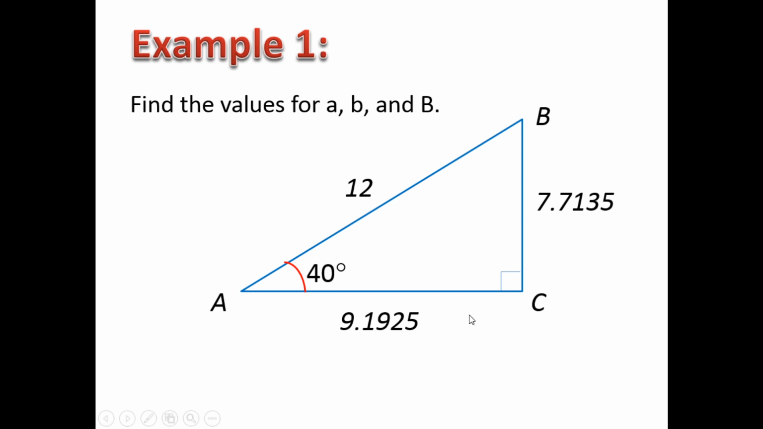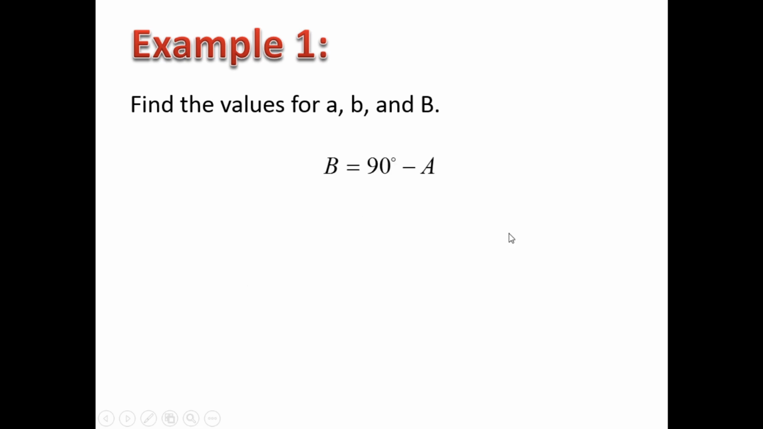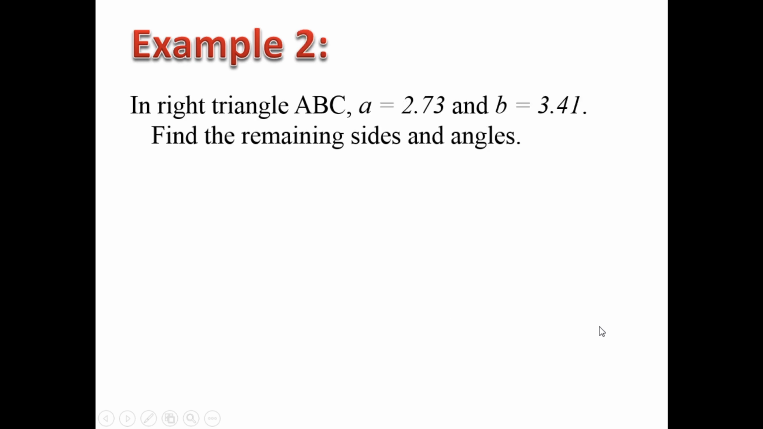Now, how do you find the measure of angle B right here? We can use the triangle sum theorem, or the complementary angle: 90 minus angle A. So 90 minus 40, and we have 50. So here's what we found.